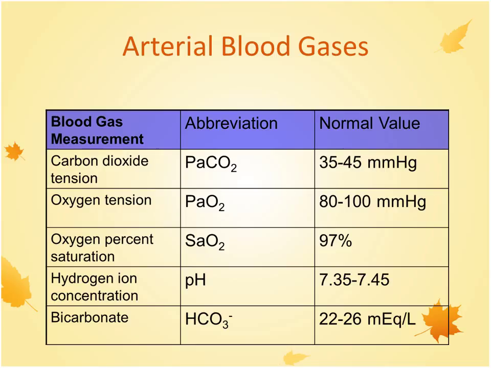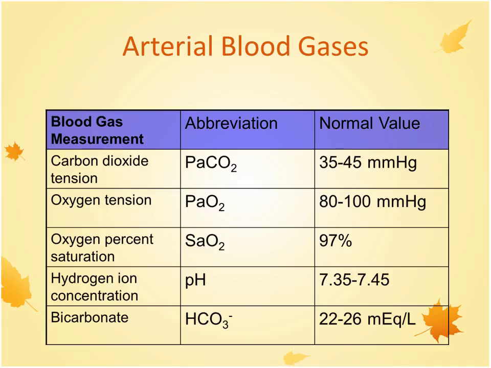Oxygen percent saturation tells us how much oxygen is attached to the hemoglobin, or how much of the blood is saturated with oxygen. And this gives a static number of 97%, but 95 to 100 is generally considered normal. And depending on disease process, 92 and above might be considered normal.